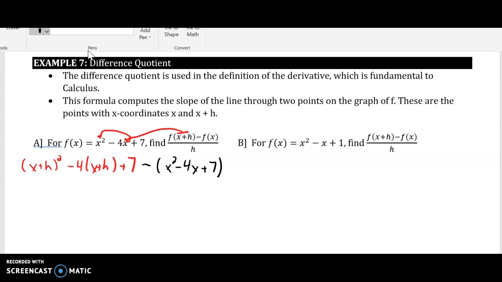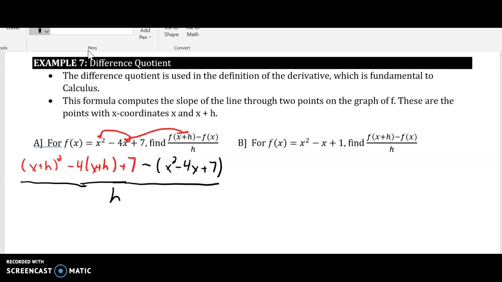Or you can also just distribute the negative from the very beginning. Trying to draw my line as straight as I can. And then I have this h on the bottom. We can't just throw that to the side. We need that. It's probably going to cancel with something at some point. So now we need to simplify. Got some simplification to do.